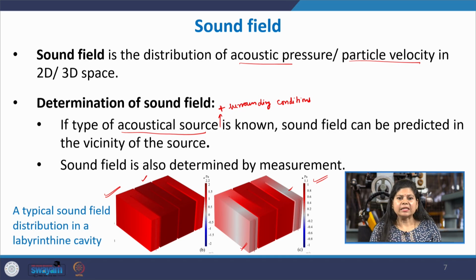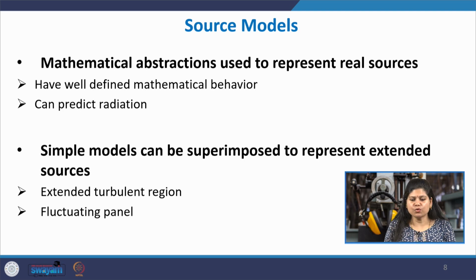On the other hand, in real life, if you do not know these things and there are a lot of other unknown variables as well, then you simply measure the sound pressure level at different points and construct a 2D or a 3D contour to find out what the sound field is like. Now, let us begin and see some source models.